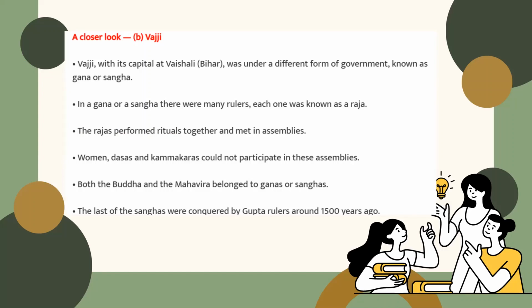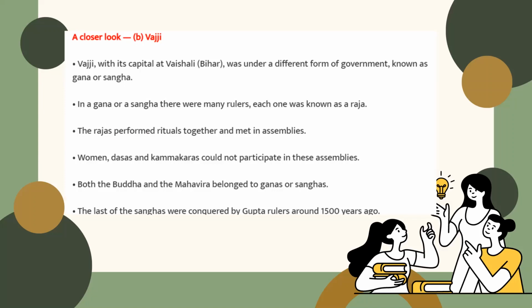Moving on. In a Gana or a Sangha, there were many rulers, and all of the rulers were known as Rajas, unlike Magadh, where there was only one Raja. Here, the Rajas used to perform rituals together, and they also used to hold assemblies so that they could discuss important matters. However, women, dasas, and kammakaras could not participate in the assembly.